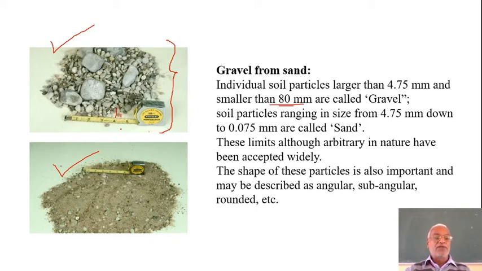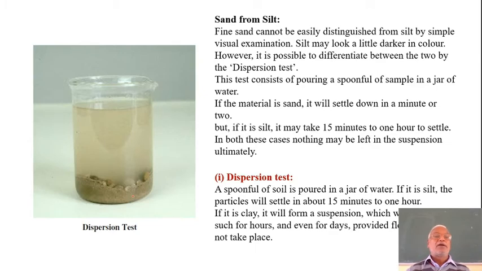The particles which are lesser than 5 mm, but the sizes of the particles can be felt maybe through the eyes or maybe through hand also, such ones will be referred to as sand. Okay, now how to differentiate sand from silt? That is what is discussed in this case. We'll see sand from silt.